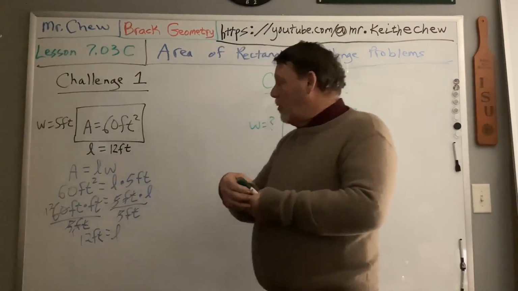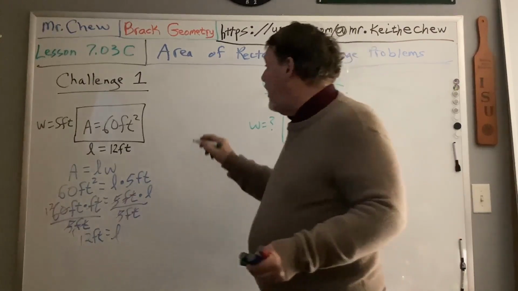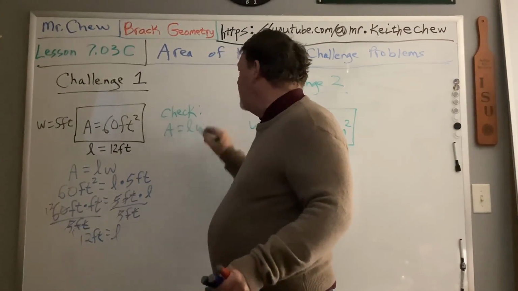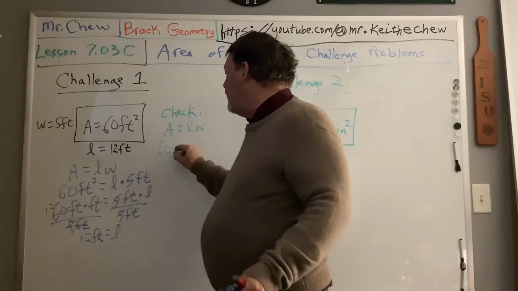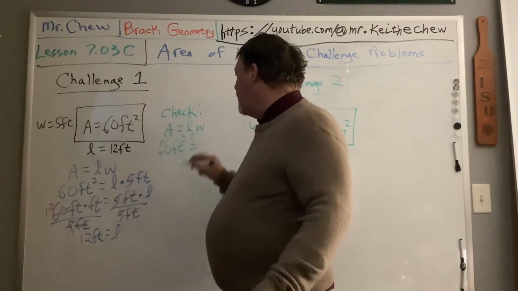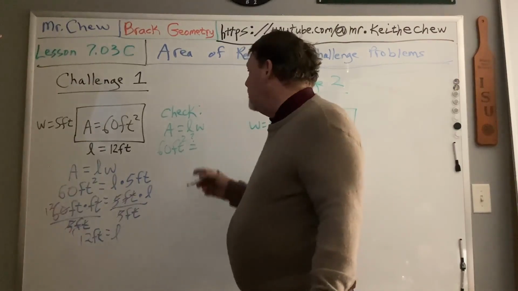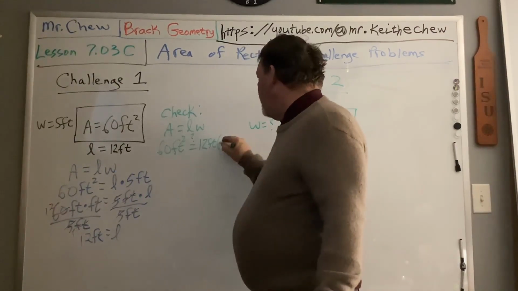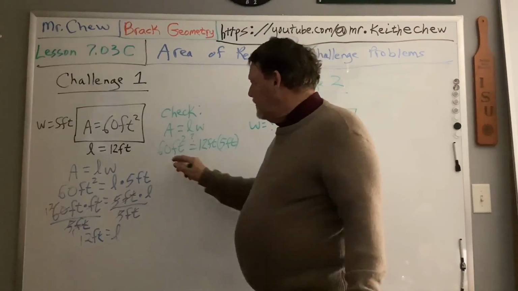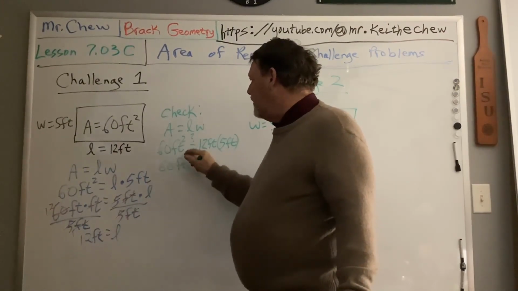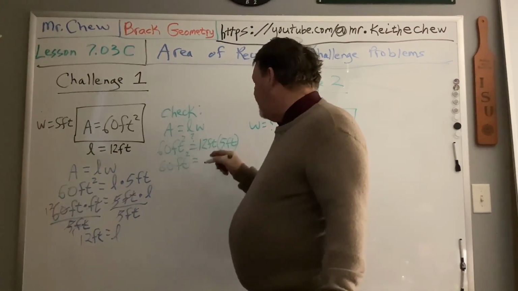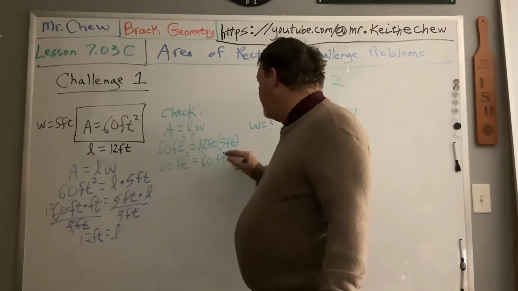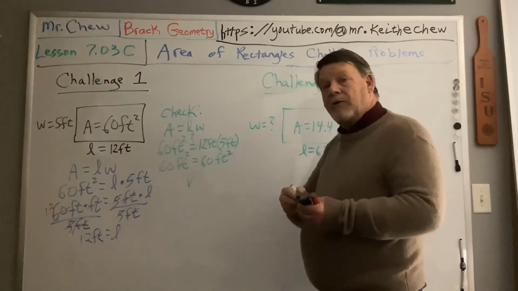So now I want you to always get used to checking your answer. So here is the check on this. I have my formula, and then I substitute the values for area. I put a question mark above the equal sign because I don't know if it's true or not. The length that I just found times the width that I was given. So now let's see if they're equaling. 12 times 5 is 60. Feet times feet is feet squared. Did work out, so I did it correctly.